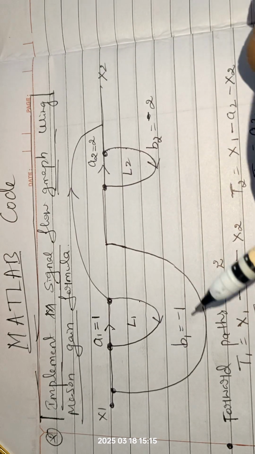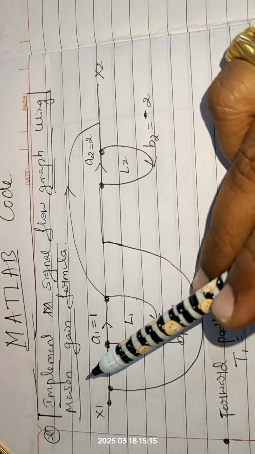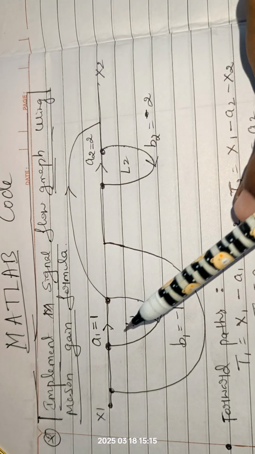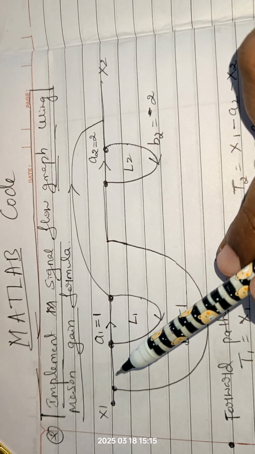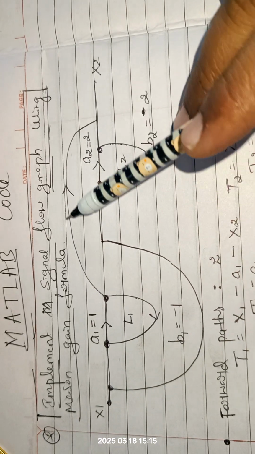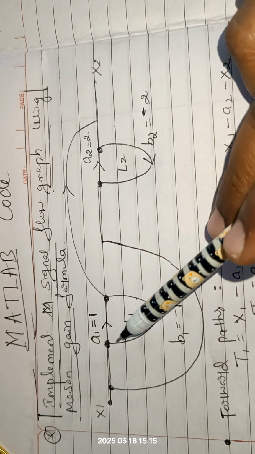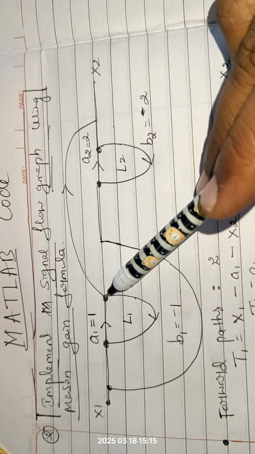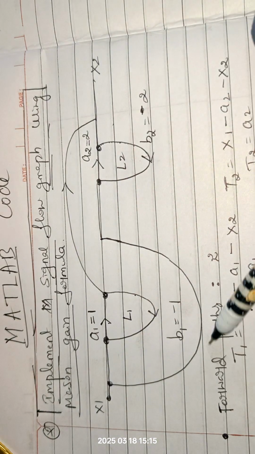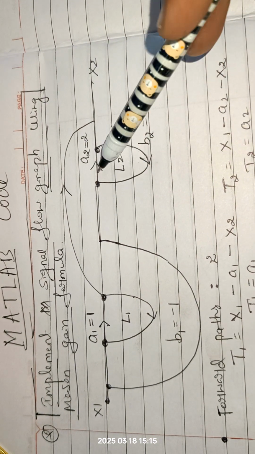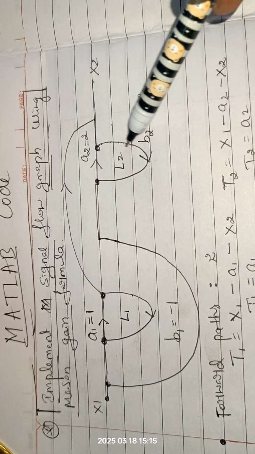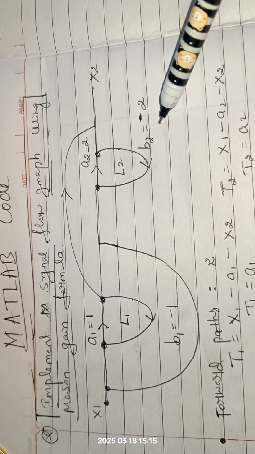First, here we can look at the signal flow graph, which consists of this x1 and x2, input and output. Look at the two forward paths I have chosen: from here, a1 equal to 1, and the first one has a loop that is -1. The second forward path is like this, which has a2 equal to 2 gain, and the loop gain is -2.